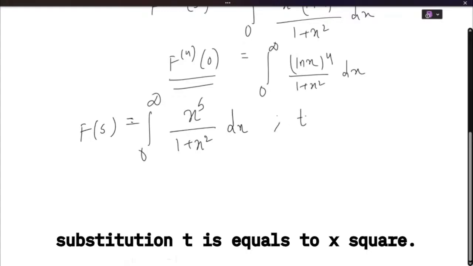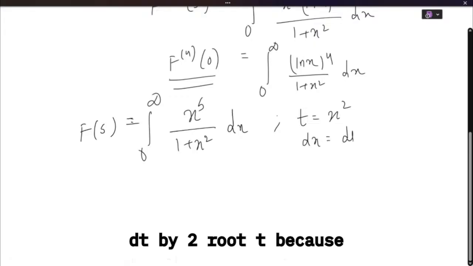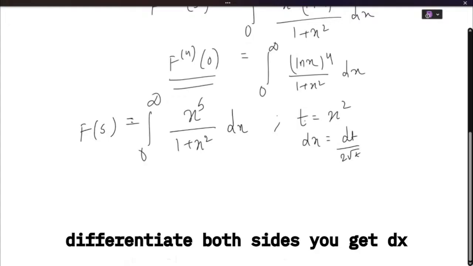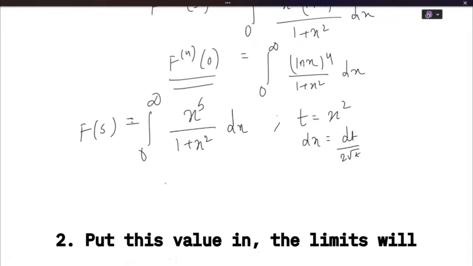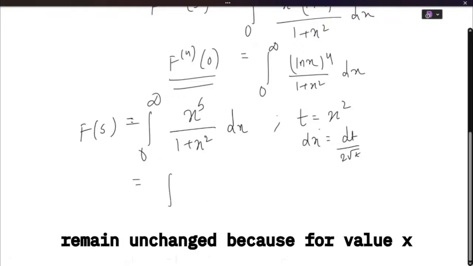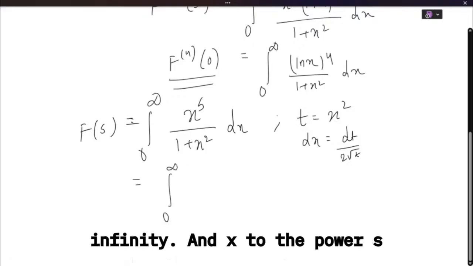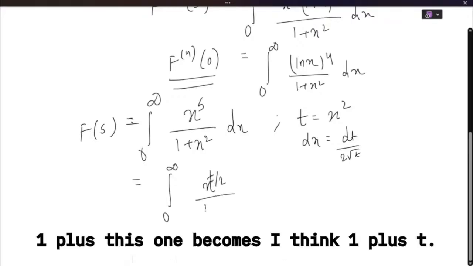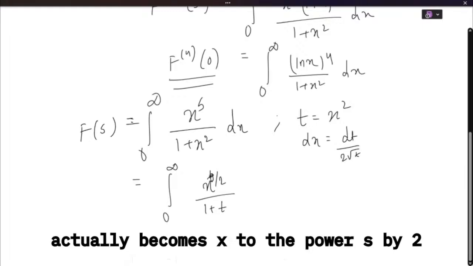Make the substitution t equals x square. This would give you, I think, dx equals dt by 2 root t, because x is root t, and then you differentiate both sides. You get dx equals dt times the derivative of root t with respect to t, which is 1 by 2 root t. Put this value in. The limits will remain unchanged because for x equals 0, t also goes to 0. For x equals infinity, t also goes to infinity. And x to the power s basically becomes t to the power s by 2, and 1 plus x squared becomes 1 plus t. By the way, x to the power s actually becomes t to the power s by 2, not t by 2.